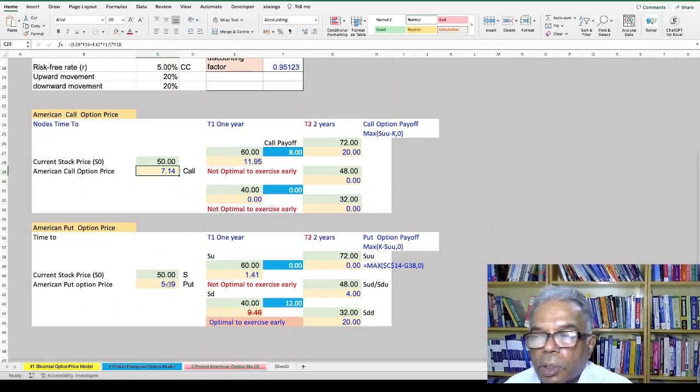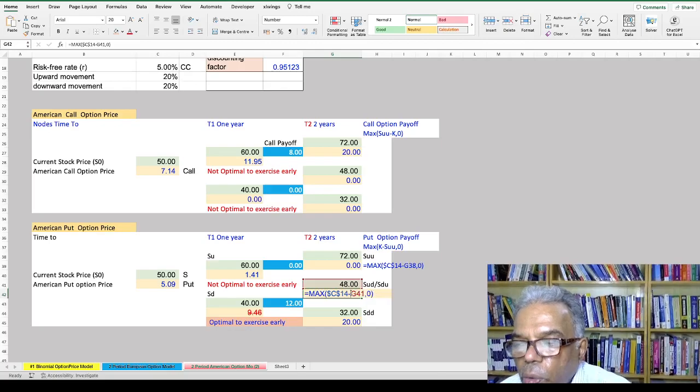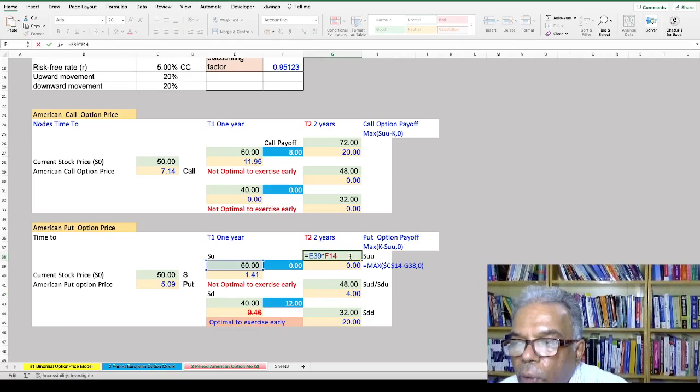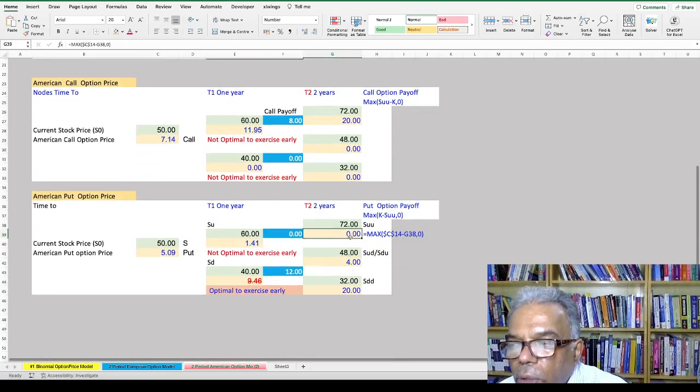Let's look into a put option. For the put option, the node values are the same. So when you are calculating the payoff value, it is the maximum of the strike price minus the current price. 52 minus 72 is 0, 52 minus 48 is 4, and 52 minus 32 is 20. So these two nodes for a put option expire in the money, and the other expires out of the money. So you have the payoff values.